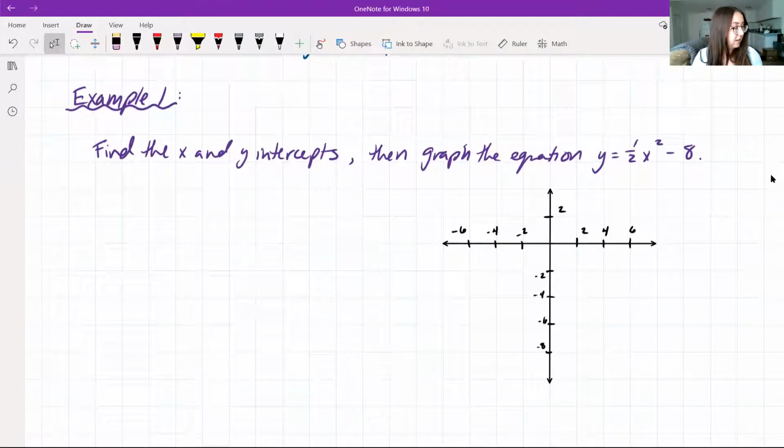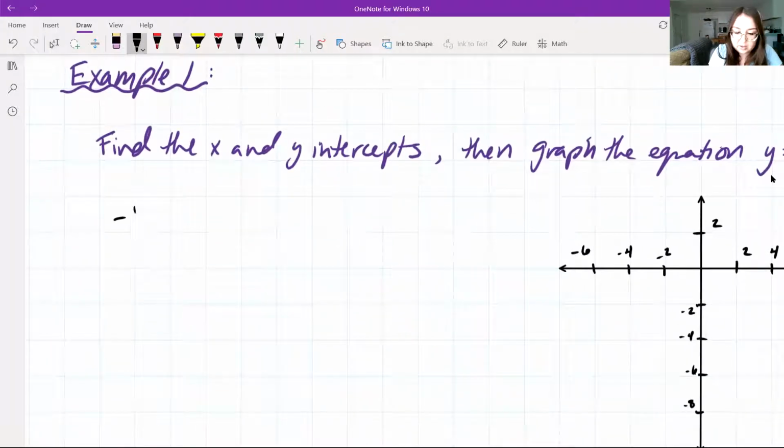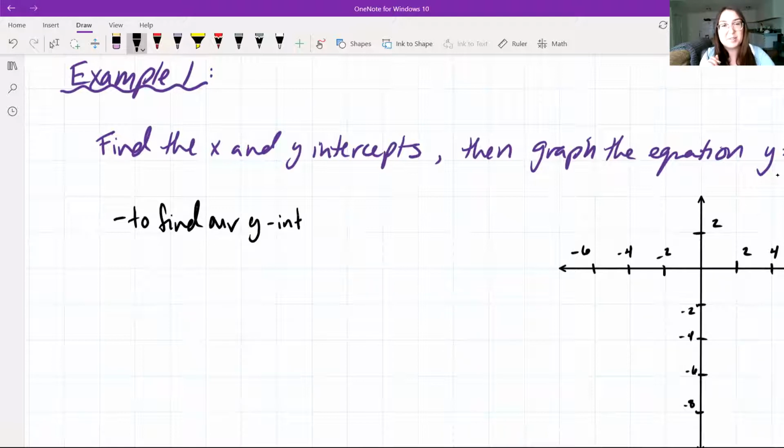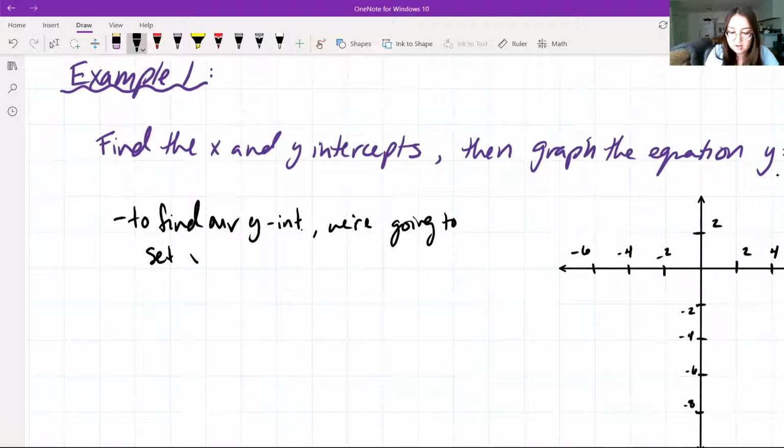All right, so we have example 1 here, and we want to find the x and y intercepts, and then we're also going to graph the equation y equals 1/2 times x squared minus 8. So let's start with our y-intercept. I'm going to write y-int as a short way of writing intercept. So to find our y-int, we're going to set x equal to 0 and solve for y.